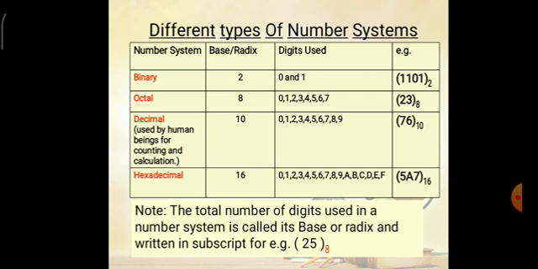Decimal number system. The decimal number system consists of 10 digits, that is 0 to 9: 0, 1, 2, 3, 4, 5, 6, 7, 8, 9. Each number can be used individually or they can be grouped to form a numeric value. For example, 76.